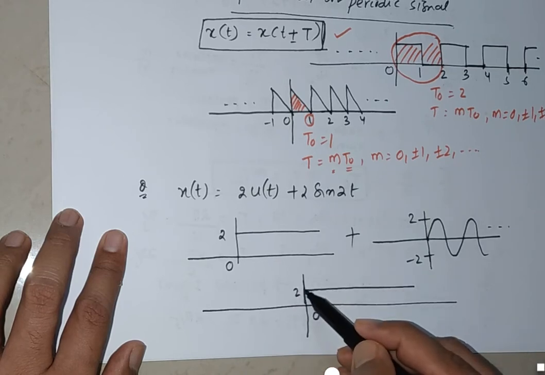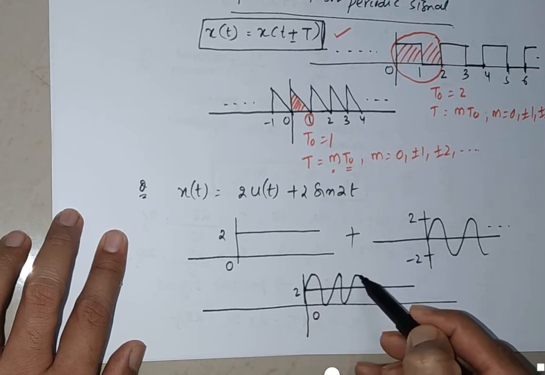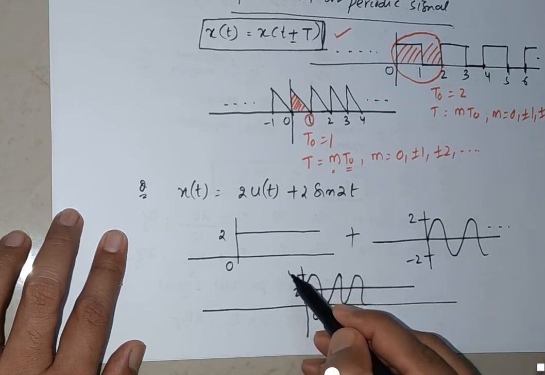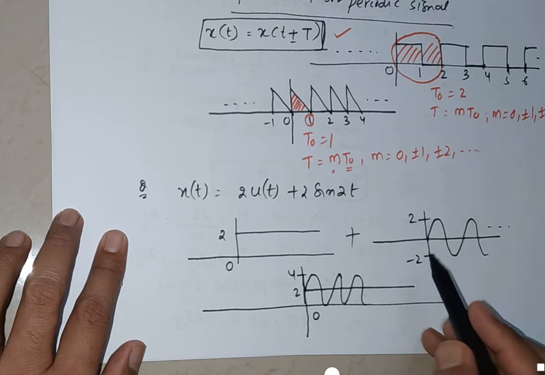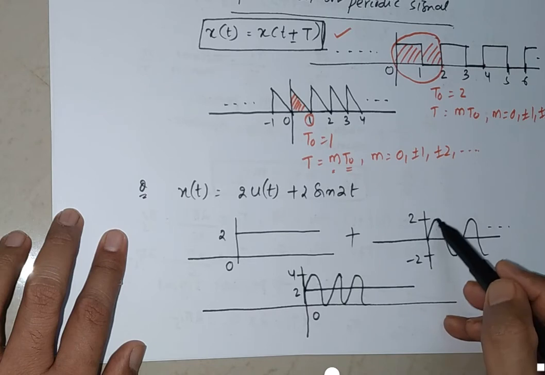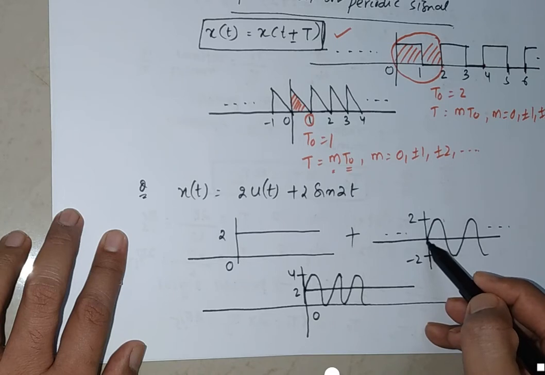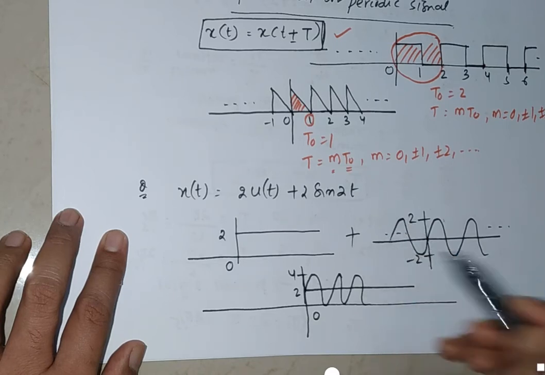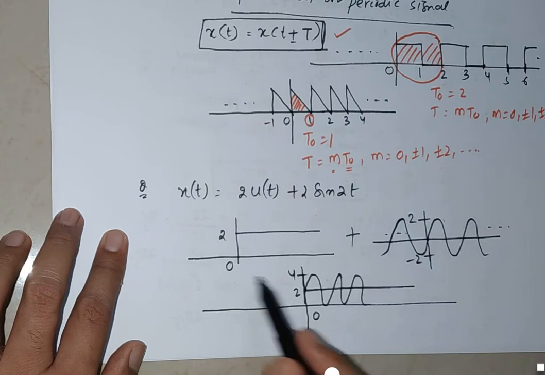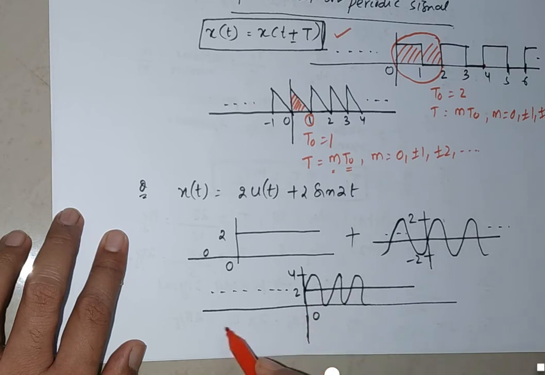starting from 2, so this is 2 plus 2, 4, and this is 0. But on the right hand side it is 2, that's why this whole signal is shifted by plus 2. On the left hand side, what is the signal? The left hand side signal is like this. It is 0, so 0 plus the signal means a simple sinusoidal signal. On the left hand side you will get the signal like this.